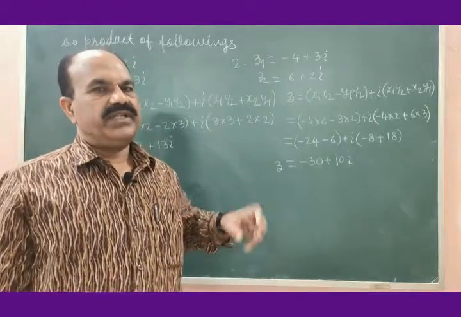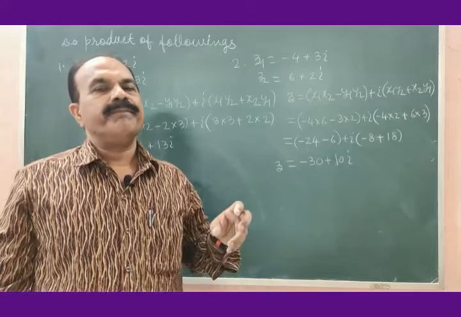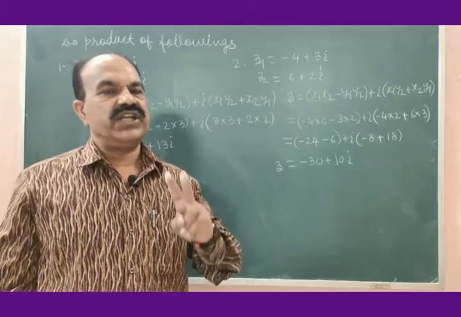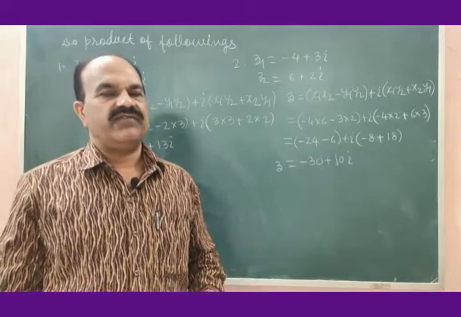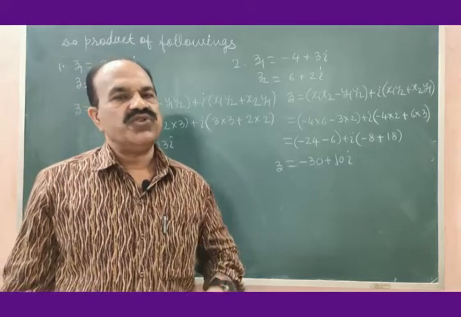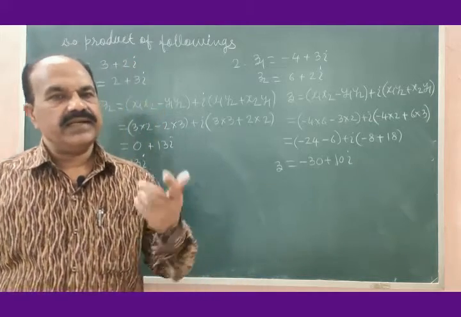So here we completed the multiplication of complex numbers. Still two algebra are left, that is division and conjugate. We shall continue this in the next lecture.